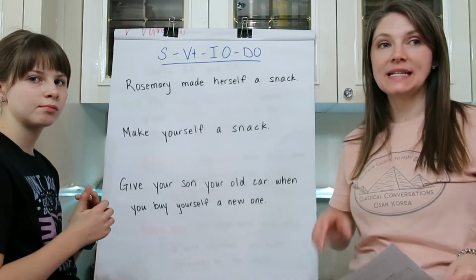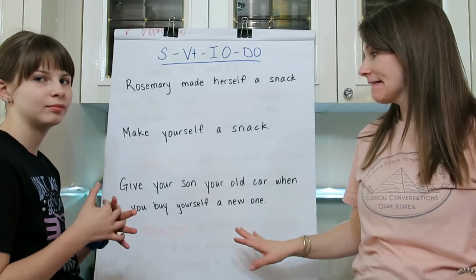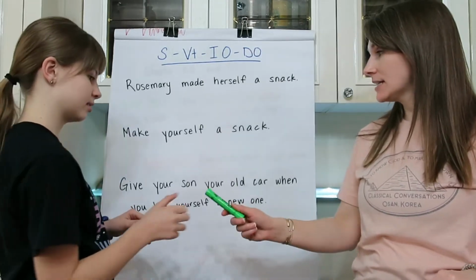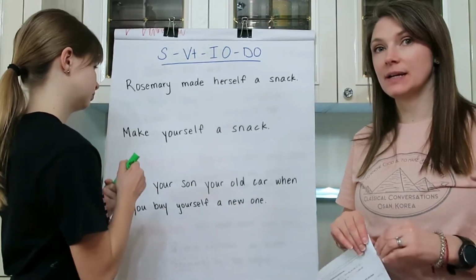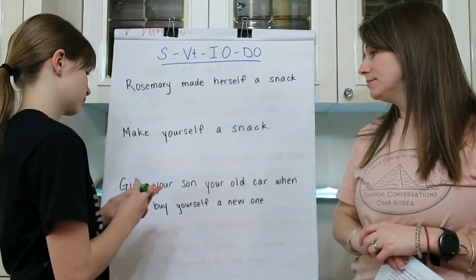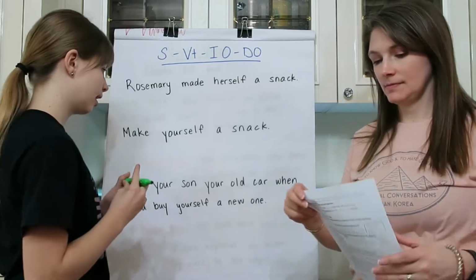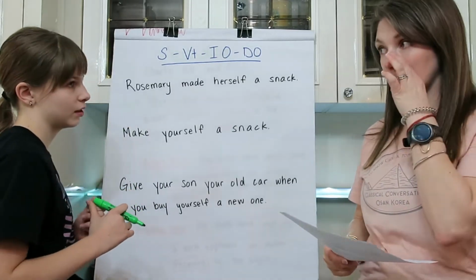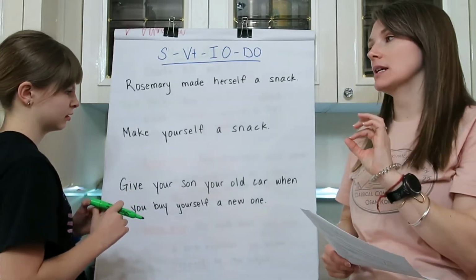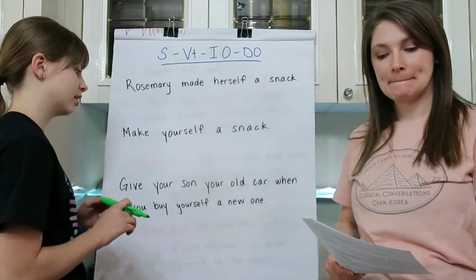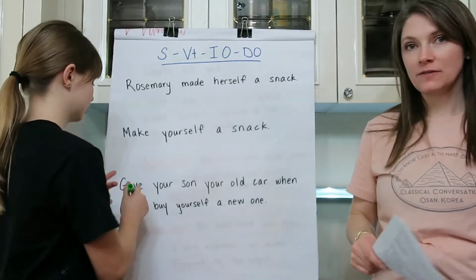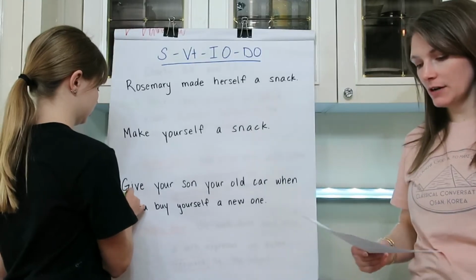All right, so do we see an independent clause in here? Yes. All right, what is it? Before you underline it, tell me what it is. Okay, I'm looking for the independent clause though. Give your son your old car. Good job. Lily, you can come stand over here if you want to.